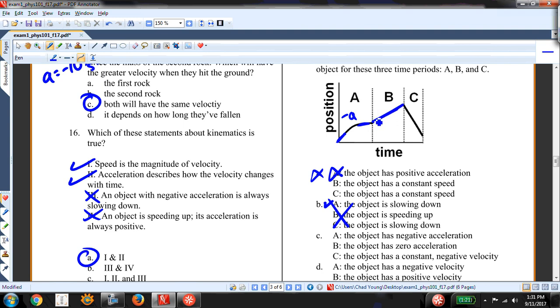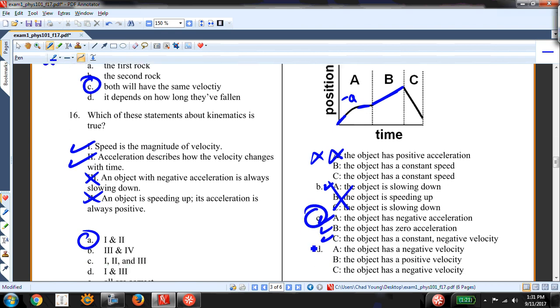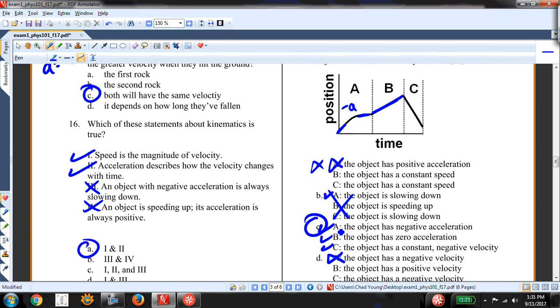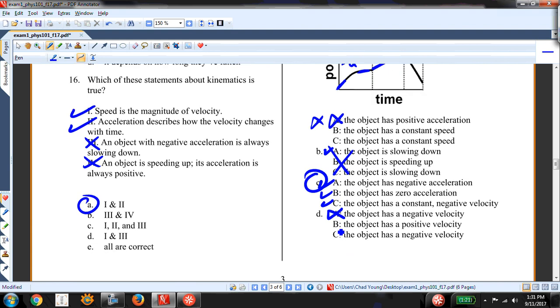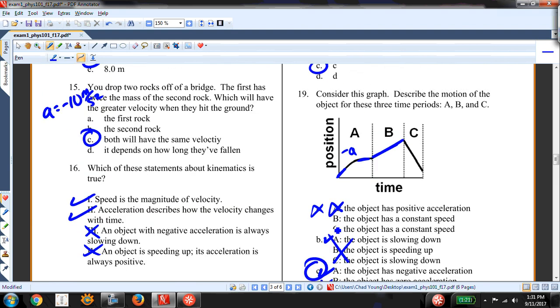The object has negative acceleration. Aren't we shown that? The object has zero acceleration. That's true because the slope is not changing. And then the object has a constant negative velocity. That's also true. So C must be the right answer. Let's just look at D, though. The object has a negative velocity. Nope, it has a positive velocity. So C is the right answer for number 19.